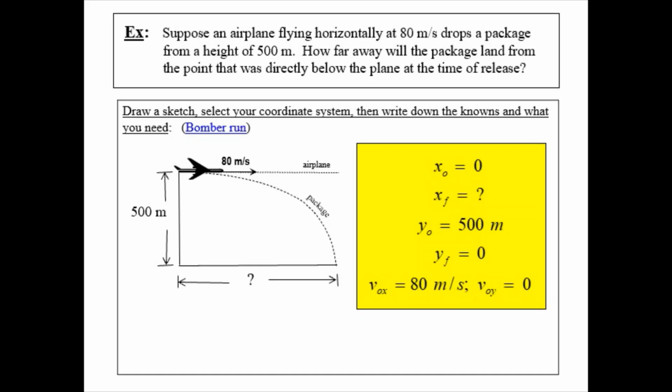Original x velocity for the package would be the same as the airplane, 80 meters per second. And because it's launched horizontally, v original y is 0. So go ahead now, pause the video, and see if you can work out and determine how far that distance is that's indicated with the question mark. That is, what is x final in this particular problem? Go ahead and pause the video at this time, and then you can restart it to see how you did.